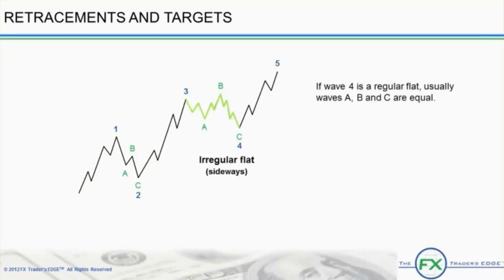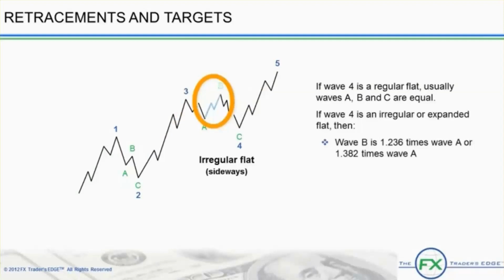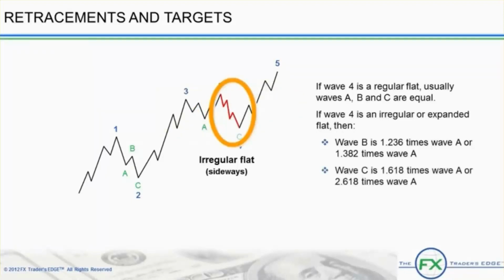If, however, wave 4 is a regular flat, where wave B does not go above the start of wave A, usually waves A, B, and C are equal. Wave B always retraces to at least 90% of A. If wave 4 is an irregular or expanded flat, as in this example, then wave B is usually 1.236 times wave A, or 1.382 times wave A. Wave C is usually 1.618 times wave A, or 2.618 times wave A.